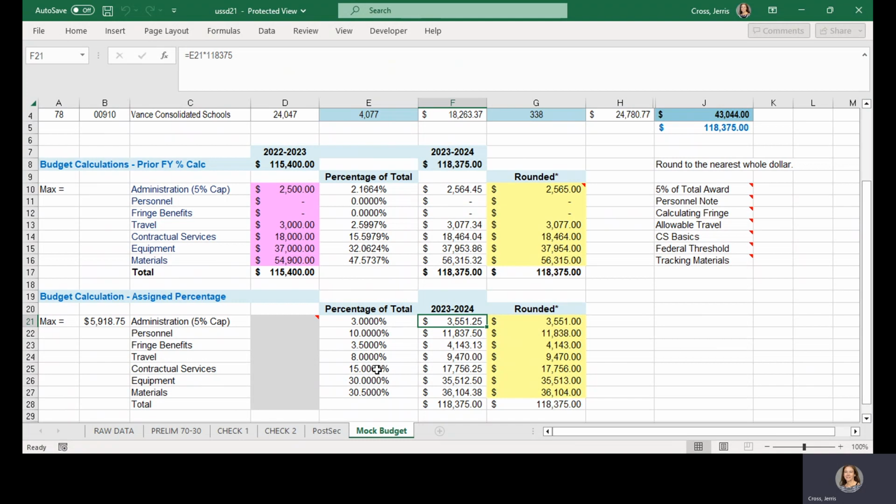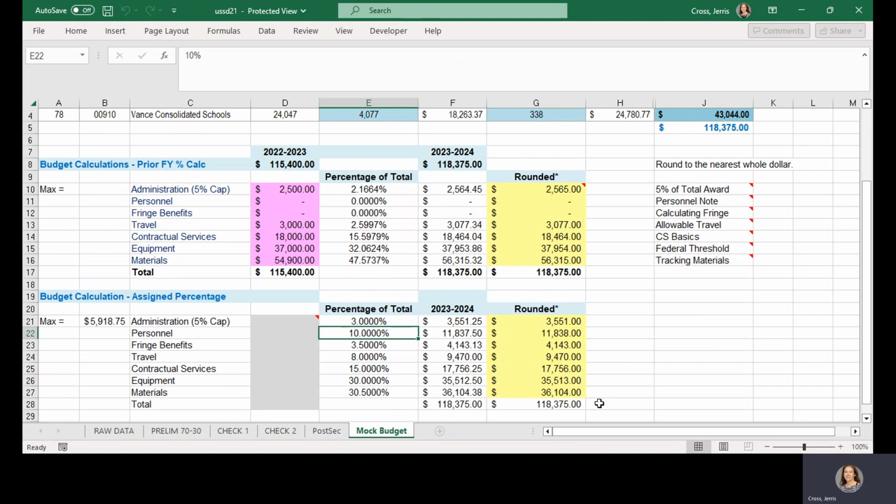Some states restrict. So if you were restricted in your state by 10% for personnel, then you could just go ahead and put that in and know that you were restricted to that amount. We don't have those kind of restrictions except in administration. But that is something that you might be restricting more at a local level.